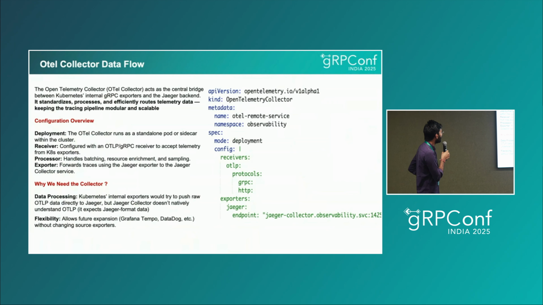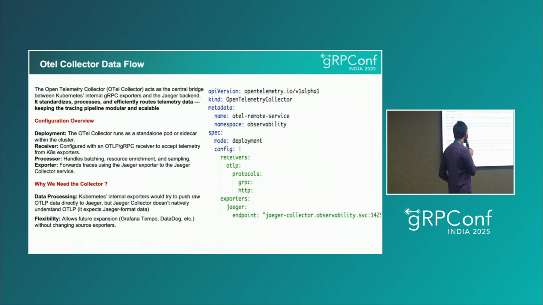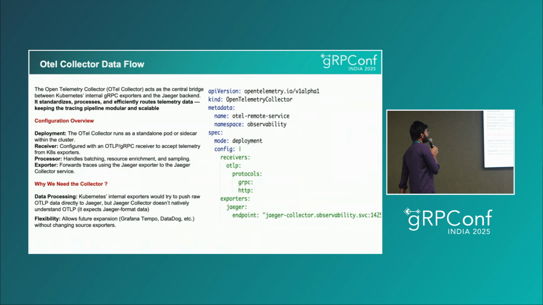When the exporter pushes the data, it pushes raw OpenTelemetry data, but Jaeger doesn't natively understand this OpenTelemetry data. It expects the Jaeger format. So to resolve this, the OTel collector came into the picture. It converts this data into the Jaeger format via its inbuilt exporters, like in this case, where we are using the Jaeger exporter.